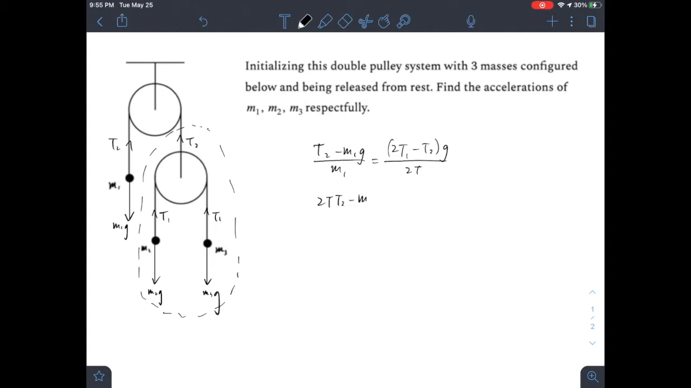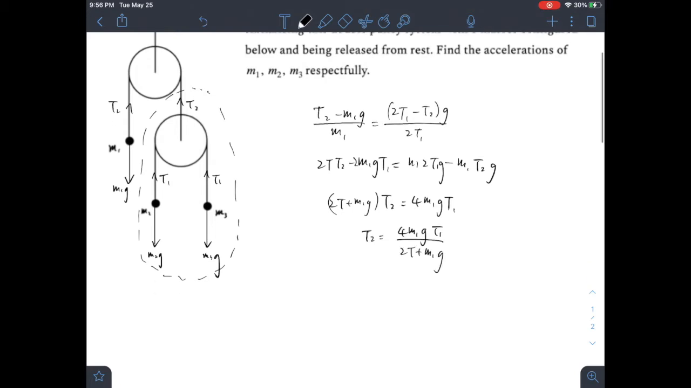And then we have 2T1 times (T2 minus m1g) equal to m1 times 2T1 g minus m1 T2 g. Oh, we've got this g here. Then we move the m1 T2 g to the left, minus 2 m1 g T1 to the right. We combine with this equation, and then we try to solve for T2. That will be T2 equal to 4 m1 g T1 over 2T1 plus m1g.